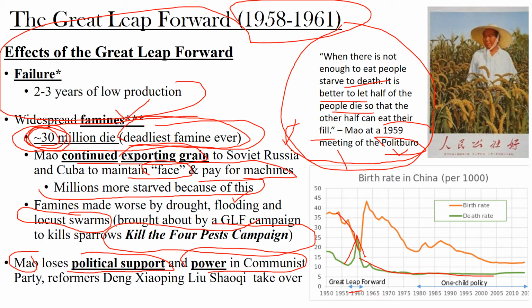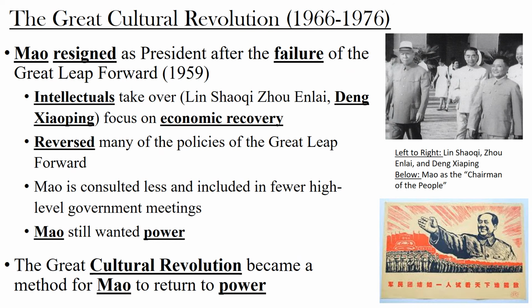Maybe he should retire. And reformers, people who wanted to do things based on science and math and engineering, specifically Deng Xiaoping and Liu Shaoqi, take over and start making the actual day-to-day decisions. So this will lead us to our next of Mao's great political decisions, the Great Cultural Revolution.